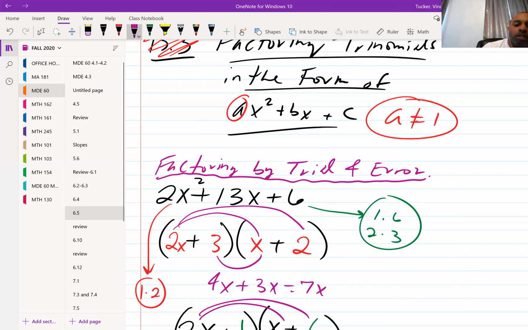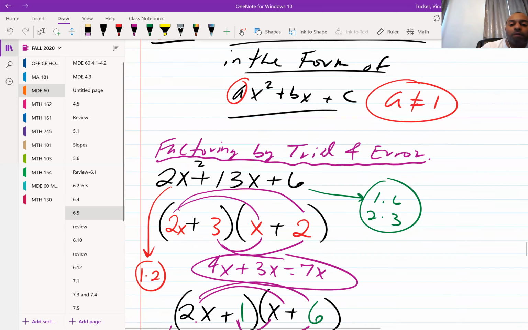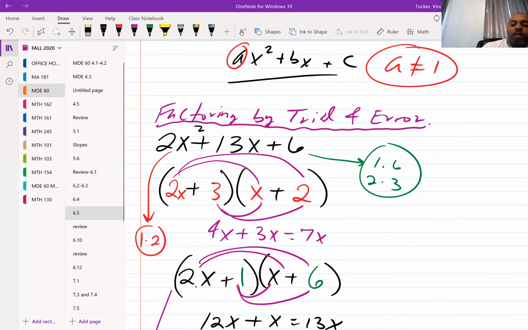3x times 3, 3 times x will give you 3x. And then, of course, we said we'll get our 6 in the back. Now, notice 4x plus 3x, though, is 7x, which is not what we want. We want 13x. So we know there's something that we need to change in order to get that 13x in the middle.